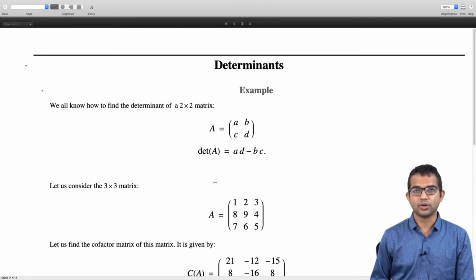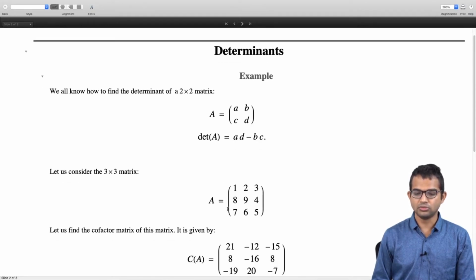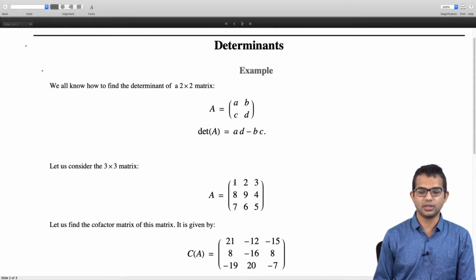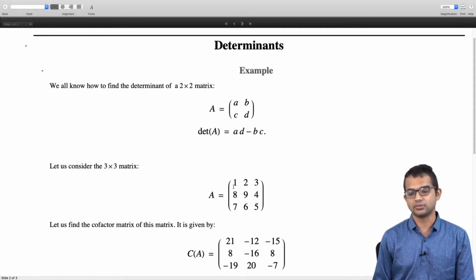Let me also point out that determinant is defined only for a square matrix. A matrix in general need not be square, as we have seen examples of non-square matrices, but the notion of a determinant is available only if the matrix is square. So if you have a 3 by 3 matrix, one should start with finding what is called the cofactor matrix. Every element of this matrix, if it is replaced by its cofactor, gives you the cofactor matrix. So how do you compute the cofactor of an element?